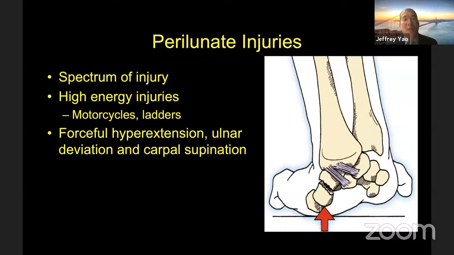These are typically high energy injuries. In the United States, many are motorcycle injuries, ladders, scaffolds, things falling from a height, typically not a fall from a standing height. And it's usually forceful hyperextension with ulnar deviation and carpal supination, which leads to this injury.